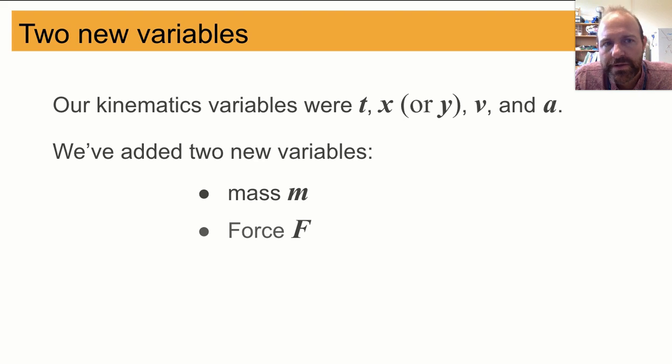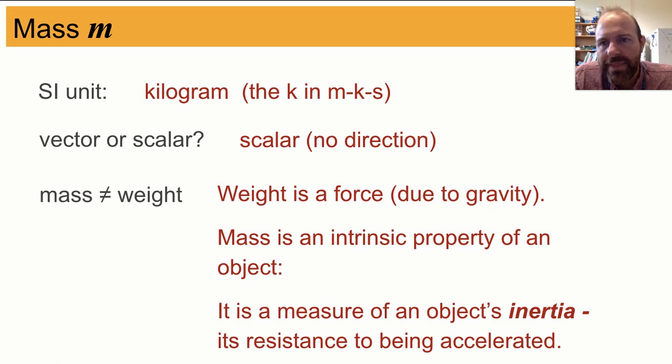In order to do all of this, though, we need two new variables. We need to talk about the mass of an object, and we need to be able to talk about the force on an object. The mass is measured in kilograms. This is a scalar. It is not weight. Weight is a force. It's just another name for the force of gravity. Mass is intrinsic. It's built into the object. It has so much matter, and that matter has so much inertia or resistance to being accelerated.